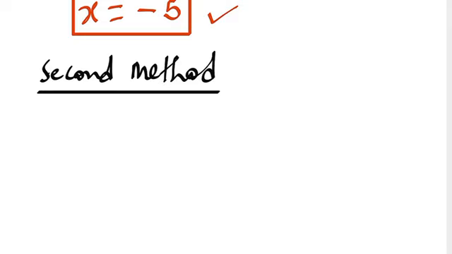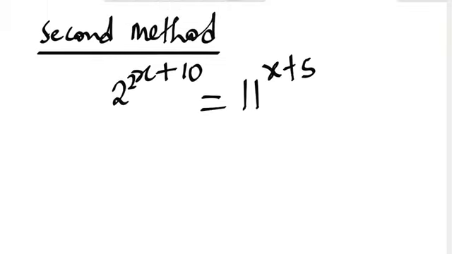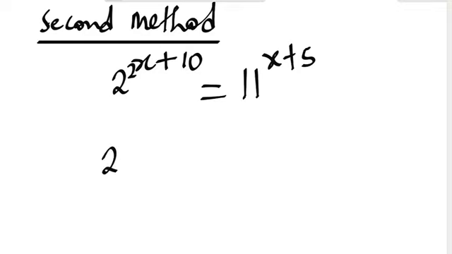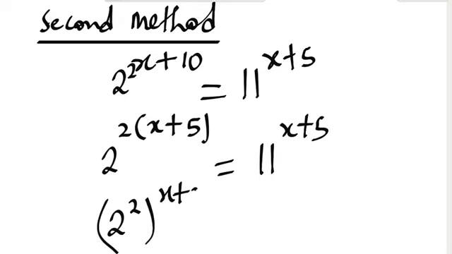Now what I'm going to do here is rewrite this equation. We have 2 to the power of 2, let me factorize 2 outside here. We have x plus 5, you can see that this is going to be 5, and 11 to the power of x plus 5. Now having this, we have 2 raised to power 2, then x plus 5, equals 11 to the power of x plus 5. Are you following?